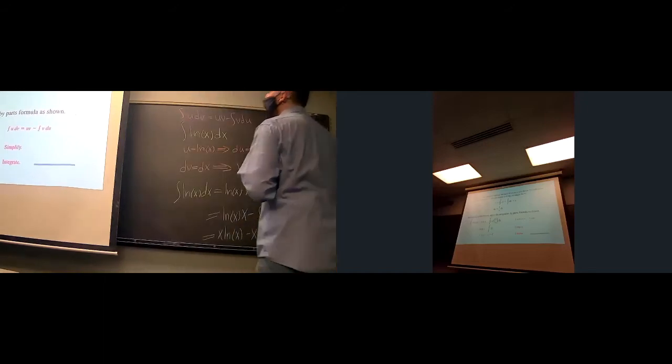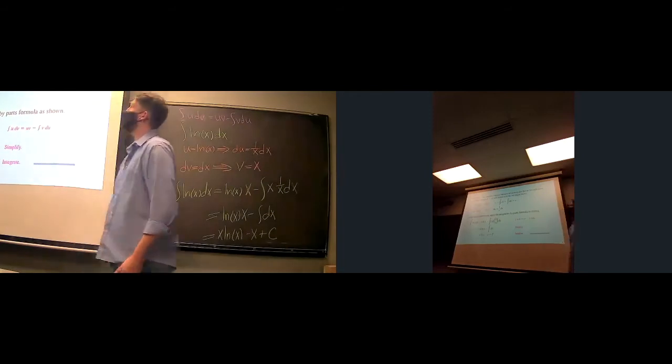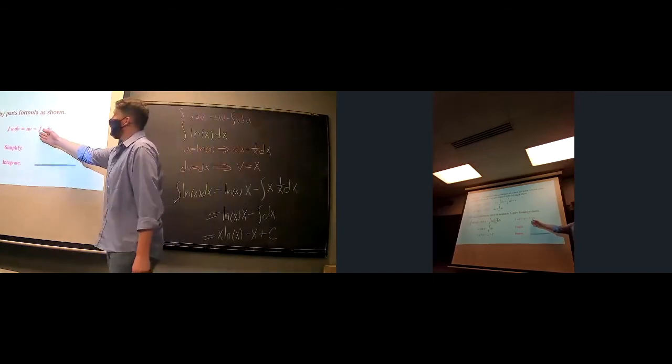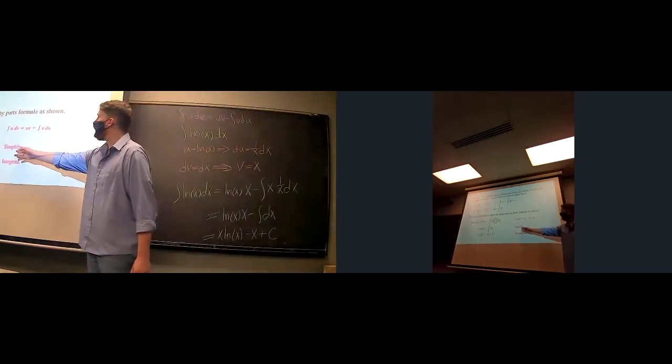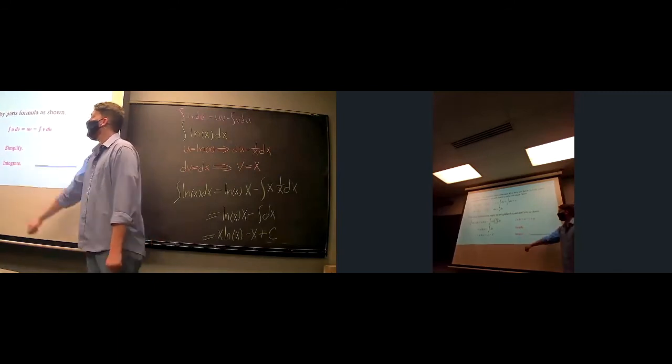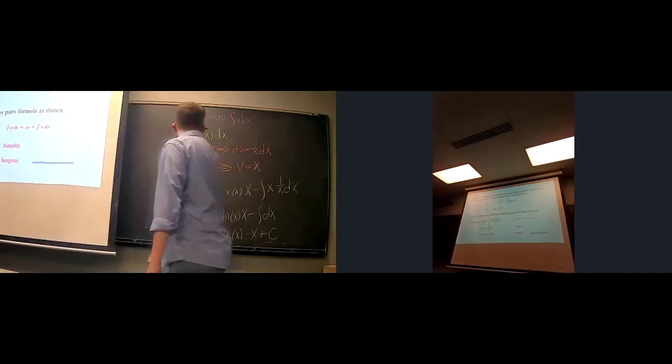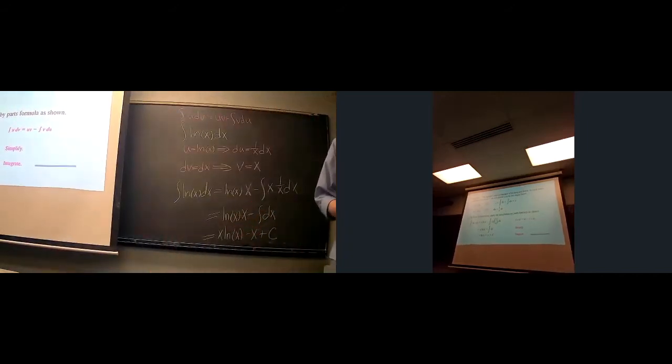But anyhow, jumping to the next slide, comparing, they said set dv equal to dx, set u equal to the ln of x, set up your integration by parts, simplify as much as you can, and then integrate. And notice what we get is x ln x minus x plus a constant, the exact same thing we have here. Any questions?